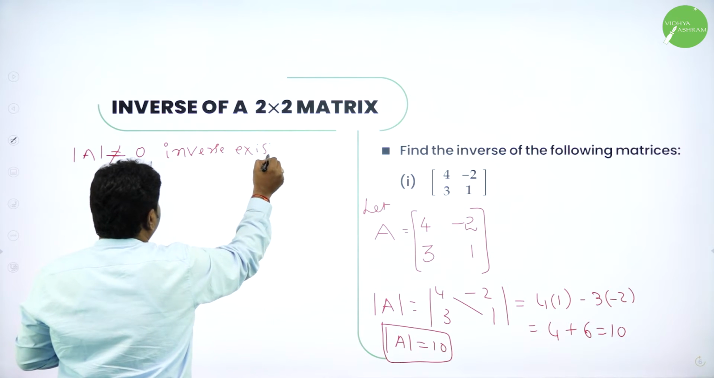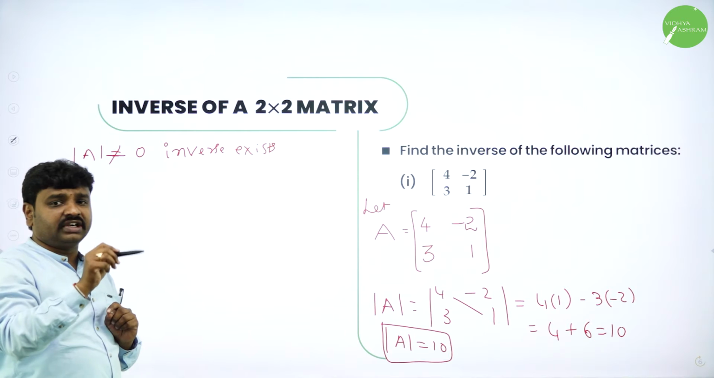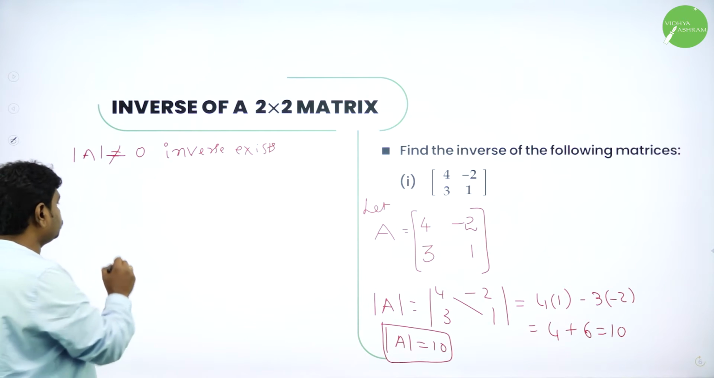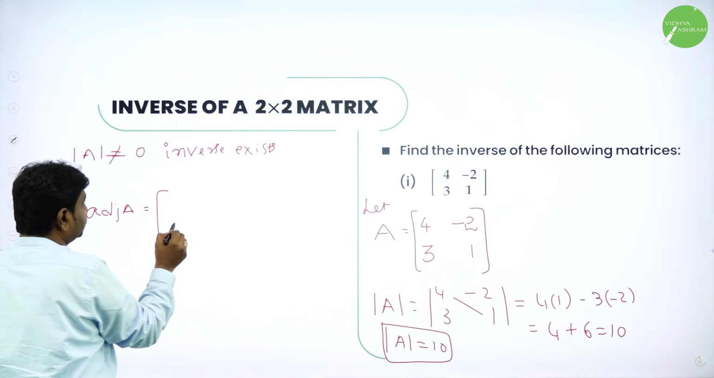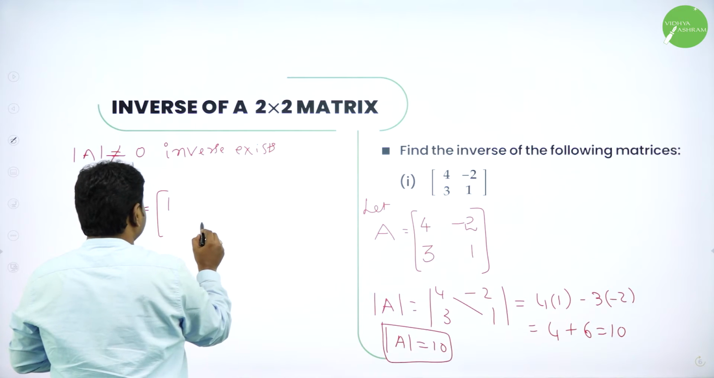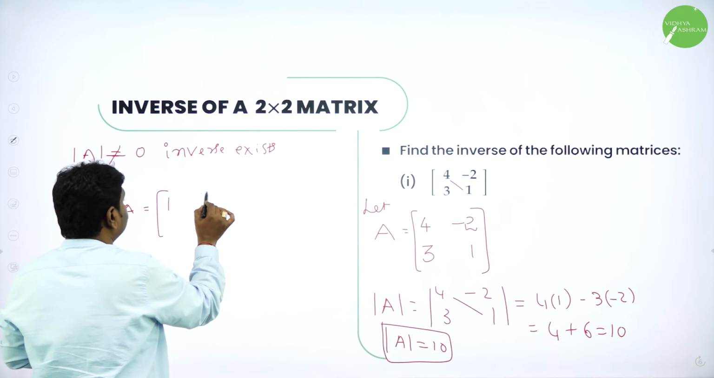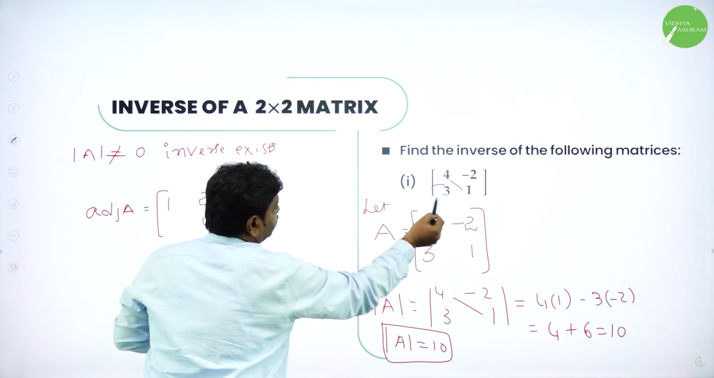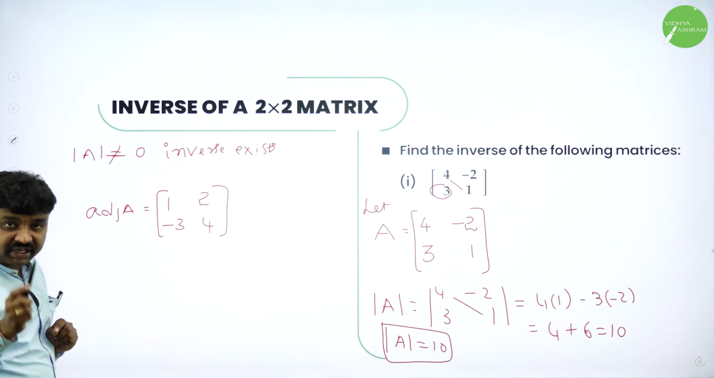And what is the inverse formula? 1 by determinant A into adjoint A. So you should find adjoint also. Now you find adjoint. How to find adjoint of A? Interchange the principal diagonal. 4 and 1 you interchange. So 1 comes to 4's place and 4 comes to this. These two interchange. These two change the sign. Minus 2 becomes plus 2 and plus 3 becomes minus 3. Now we got adjoint.